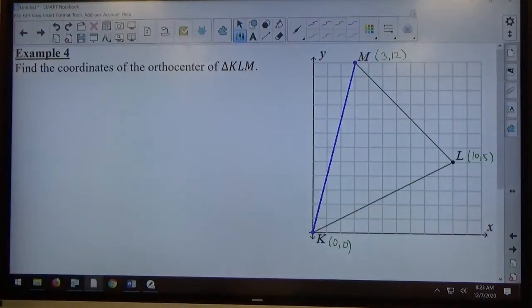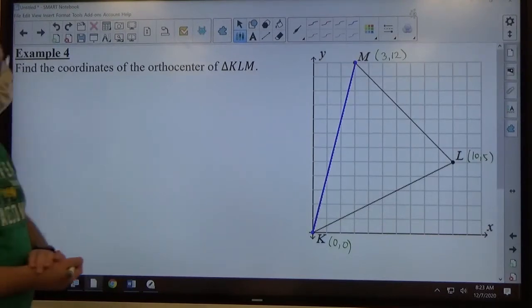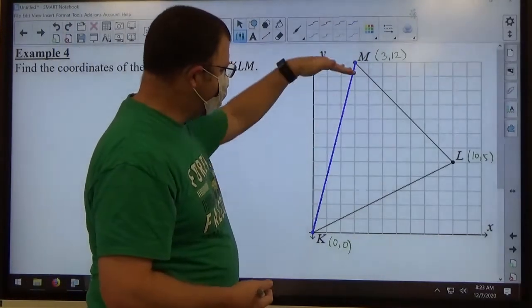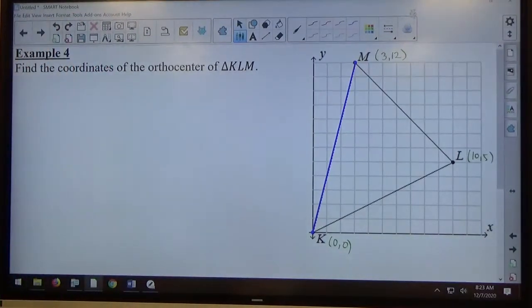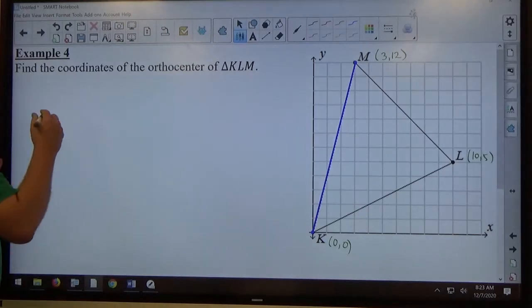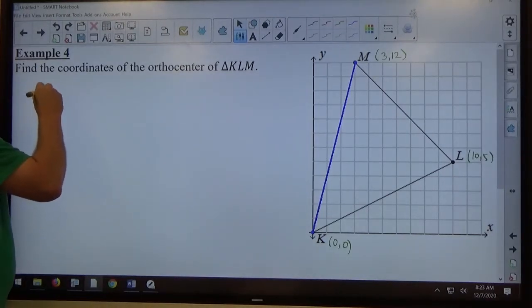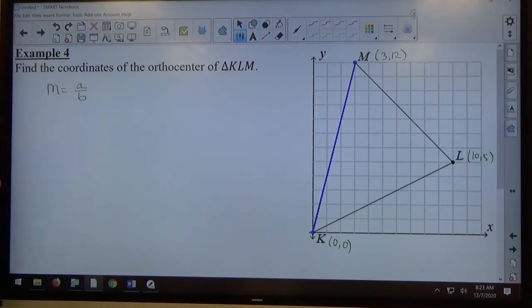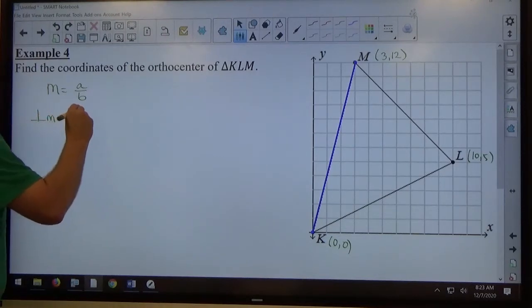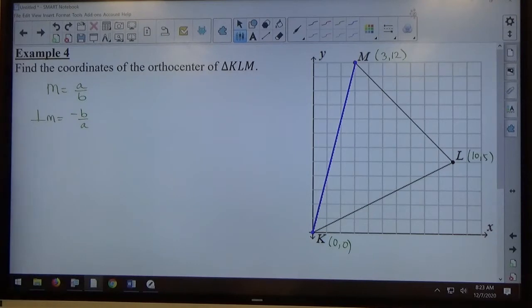So the first thing I need to do is find the equation of a line that is perpendicular to MK and passes through point L. That's what I'm looking for. One thing I need you to recall to do this is the perpendicular slope technique. If the slope of something is A over B, some fraction, the perpendicular slope is going to be minus B over A. To make a perpendicular slope, you flip the fraction over and you change its sign.